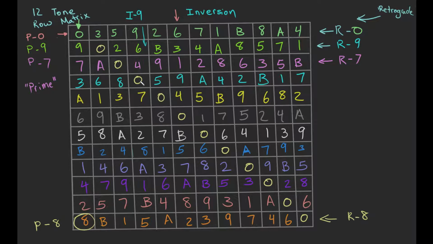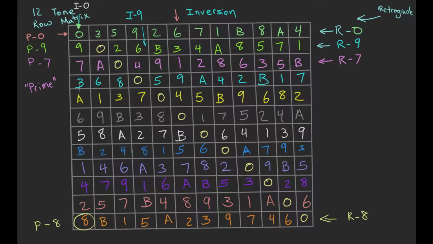9, 6, 4, 0, 7, 3, 2, 8, 8, A, 1, B, 5. Remember, to use a 12-tone row correctly, you have to use all 12 notes before moving on to a new one. So I-9 would be going down here. This one here that I've already put an arrow to is I dash 0, inversion 0.